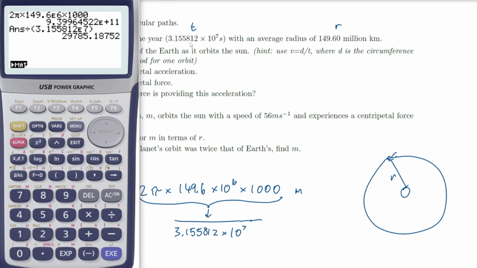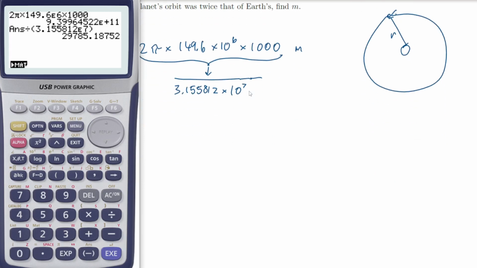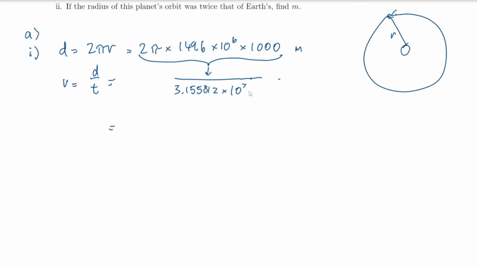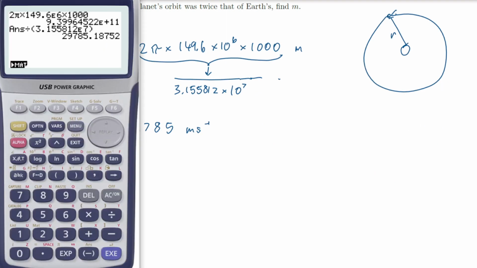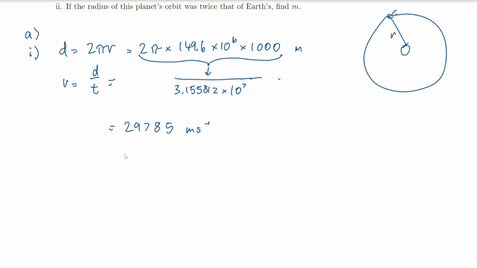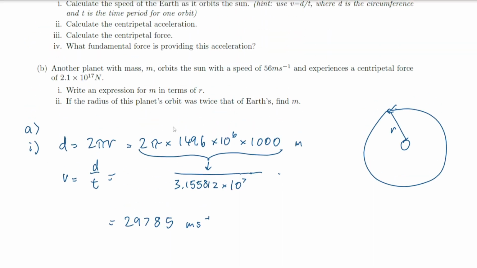Now looking at the values given, the radius has the least number of significant figures. It has 5. So we will round our answer to 5. So that would be 29,785 meters per second. So that is the speed at which the Earth orbits the sun. Alright, so as a vector, it would look something like that, tangential to its path.